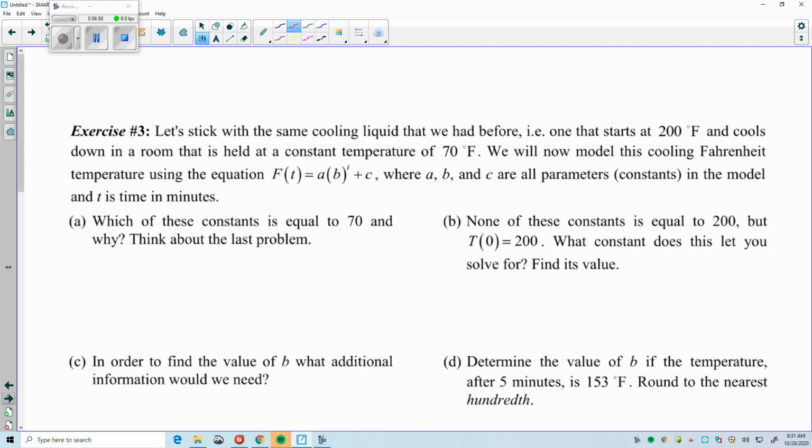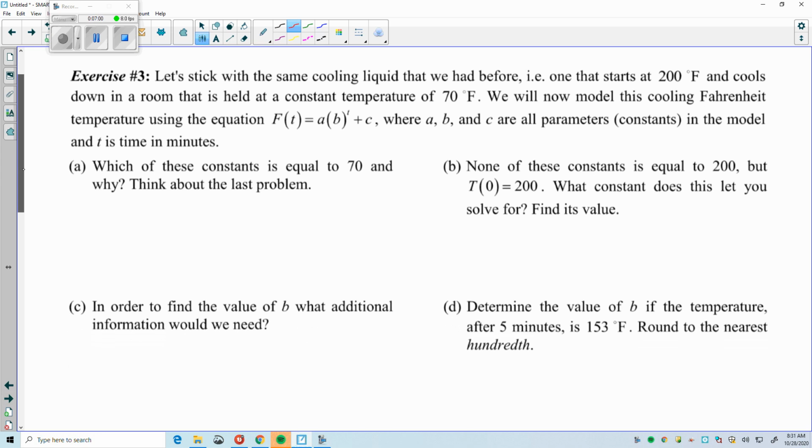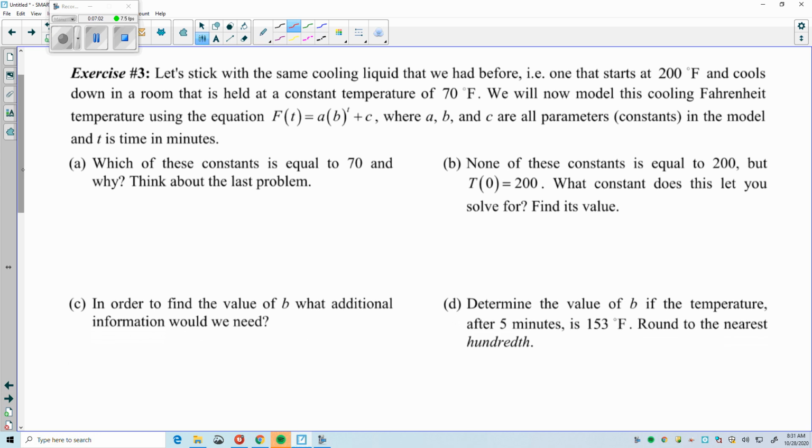Okay, so now we're going to try that with this situation. We're going to stick with the same cooling liquid that we had before, the one that starts at 200 degrees Fahrenheit, and it's going to cool in a room that's held at a constant temperature of 70. So same thing that we just talked about. We're going to model this cooling Fahrenheit temperature using this equation, kind of what we had on the last example. A, B, and C are all parameters or constraints in the model, and T is time in minutes. Okay? So it's saying which of these constraints is equal to 70 and why.